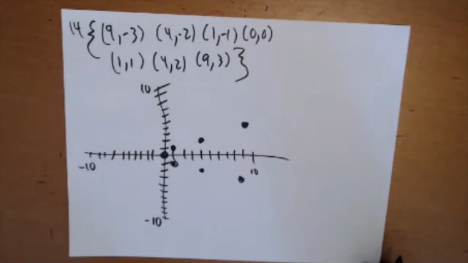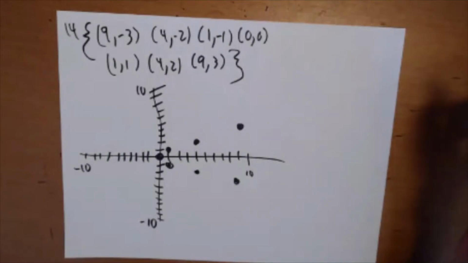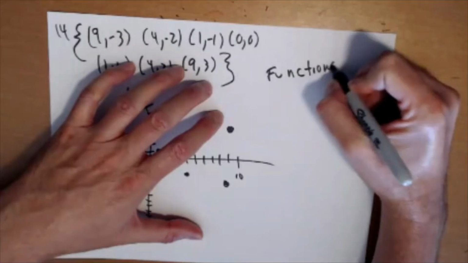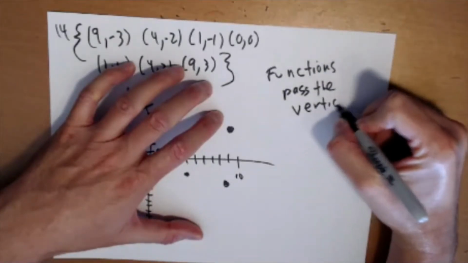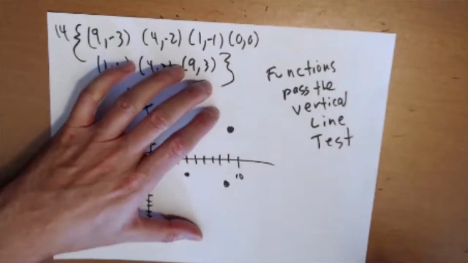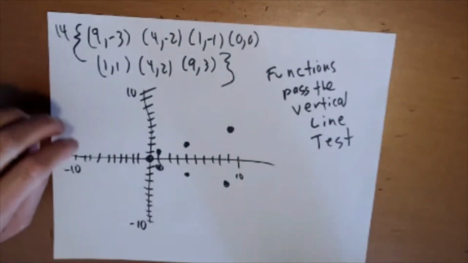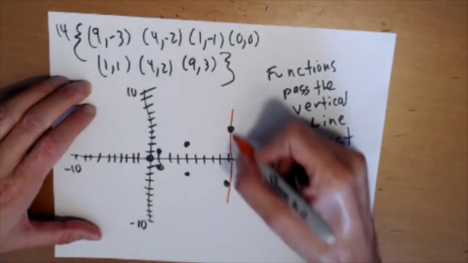In the following exercise, determine if the set of ordered pairs represents a function, and if so, is the function 1 to 1. Okay, so let's just write down this idea. Here's the idea. Functions pass the vertical line test. So, can you draw a vertical line and hit 2 points anywhere? Yeah, there I hit 2 points.